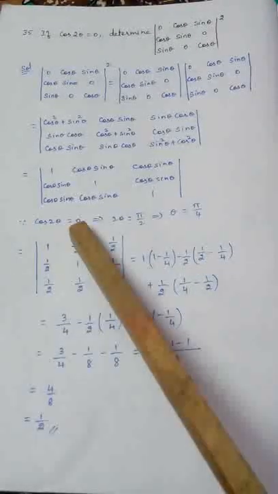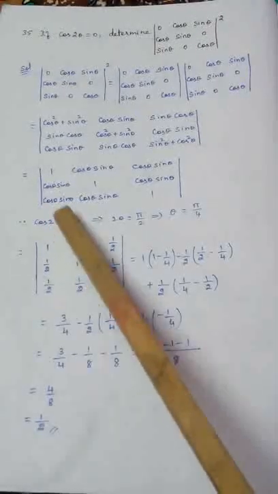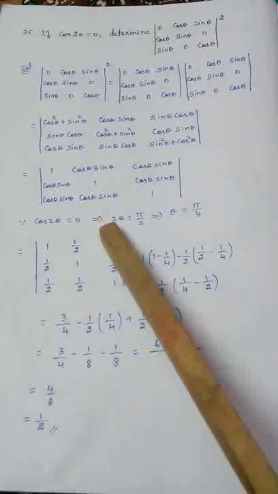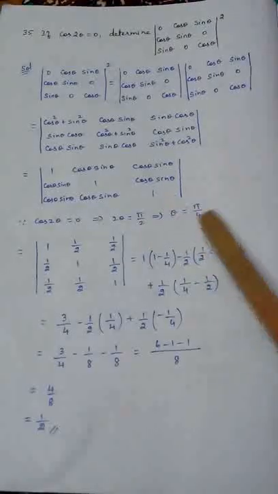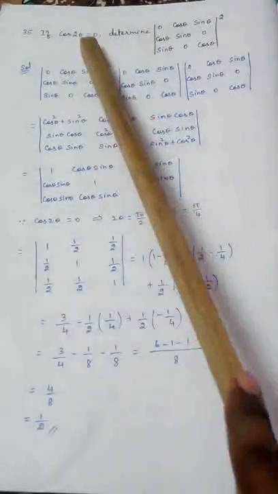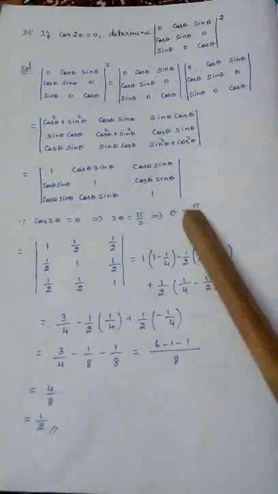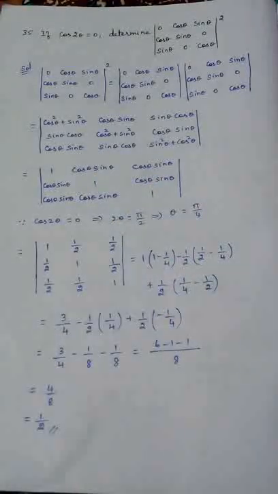Since cos 2θ is 0, 2θ should be equal to π/2, that is 90 degrees. Then only the value will become 0. So 2θ = π/2 means θ is equal to π/4. So from the given condition, we are finding the θ value, and this θ value we are going to substitute in this determinant.